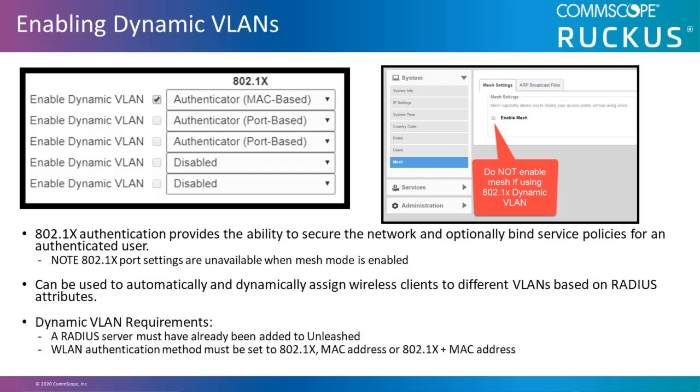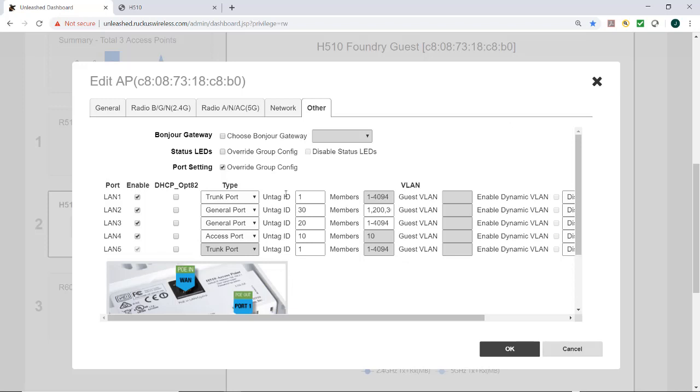For dynamic VLAN requirements, I must have a RADIUS server that's been configured and added to Unleashed, and the wireless LAN authentication method must be set to 802.1X MAC address or 802.1X plus MAC address. So let's say, for example, that I want to take my LAN port 1. I'm going to have that be an access port. I'm going to put 50 for my untagged ID.